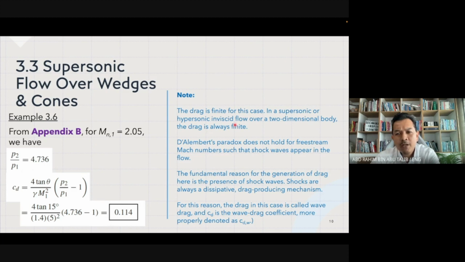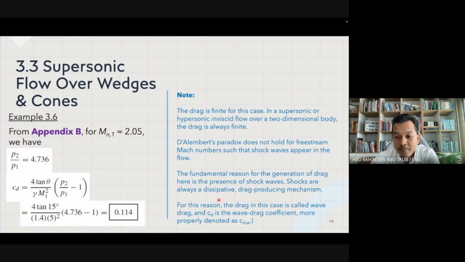In a supersonic or hypersonic inviscid flow over a two-dimensional body, the drag is always finite. Okay, D'Alembert's paradox does not hold for freestream Mach numbers such that shock waves appear in the flow. The fundamental reason for the generation of drag here is the presence of shock waves. Shocks are always a dissipative, drag-producing mechanism, right?